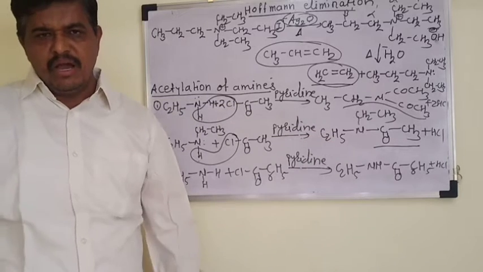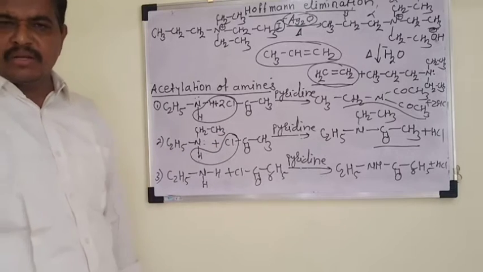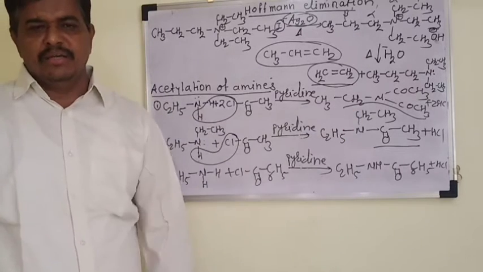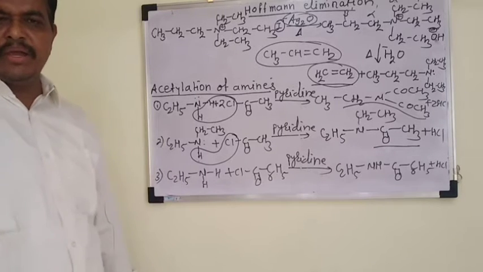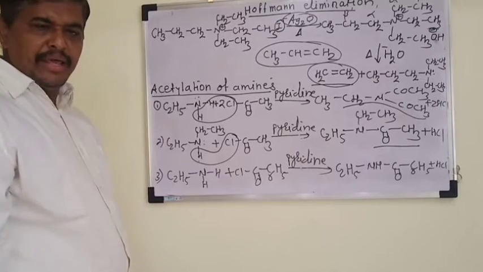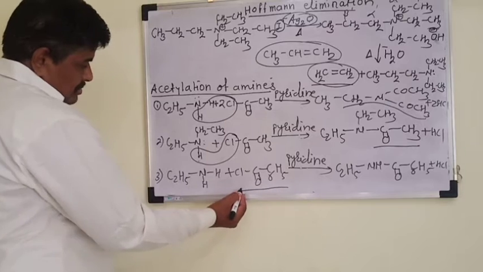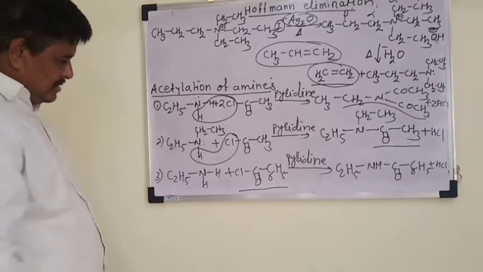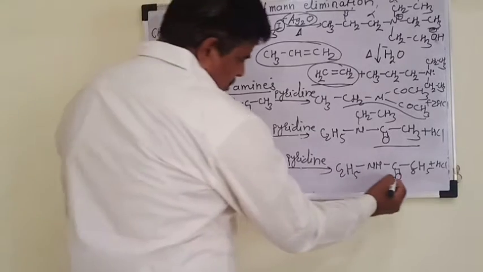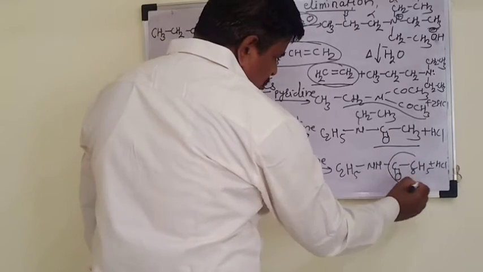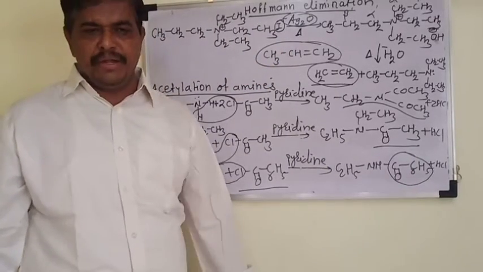If the question is asked, how will you distinguish between primary amine and secondary amine by using acetyl chloride, then you can write this reaction. Primary amine gives the diacetyl derivative while secondary amine gives the monoacetyl derivative. Then benzoyl chloride reacts with the amine to form the benzoyl ethanamine, so the corresponding derivative is formed.